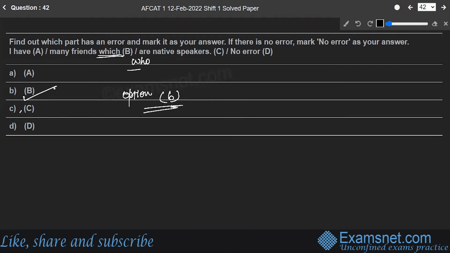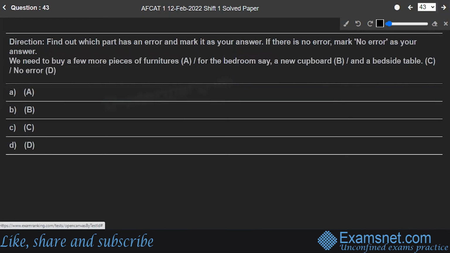I'm repeating, who is used for person or people, and which is not used for person or people. It is mainly used for animals or particular things only. I hope this is clear. Let's move to the next question. Question number 43. Find out which part has an error, and again, you have to mark down option D if it does not have any error. Let's read the statement.